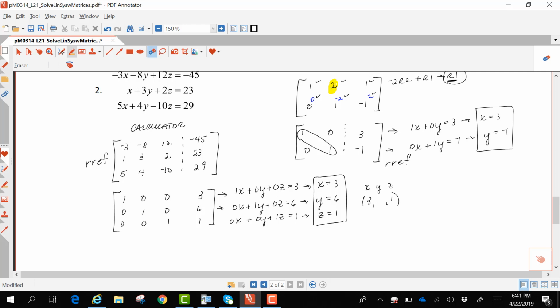That order is important to represent the solution to that system of equations.